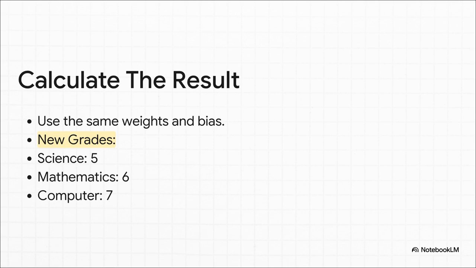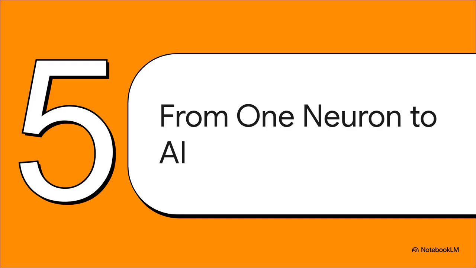Okay, did you get 6.9? Since 6.9 is also greater than 5, the neuron's decision is, once again, excellent! Believe it or not, what you just did, that simple little calculation, is the fundamental operation of all artificial intelligence.